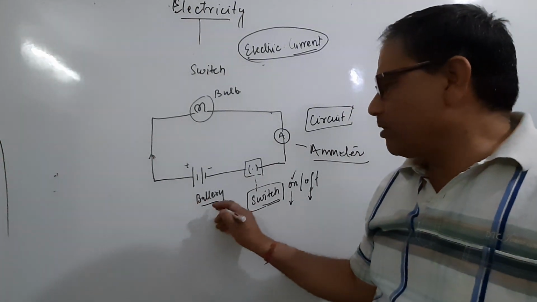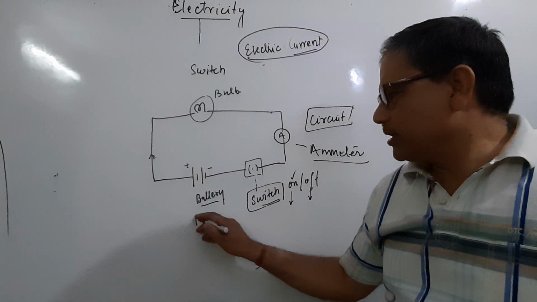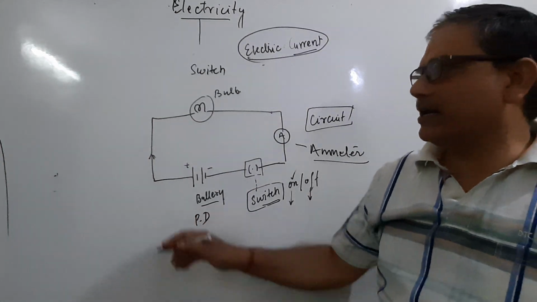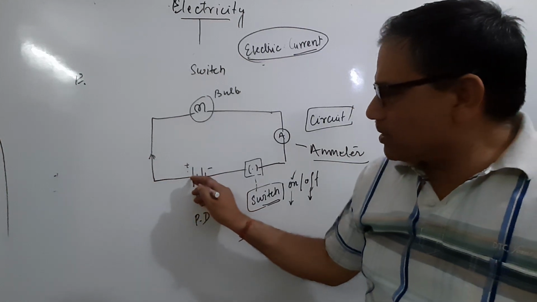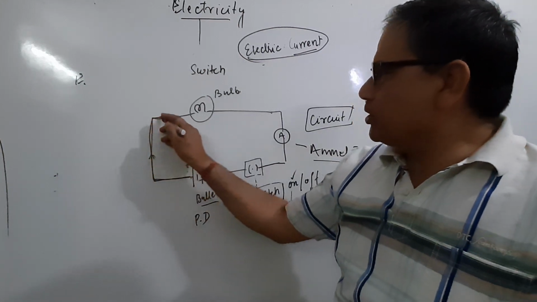And what was the difference? We will talk about it later on. Generally we say potential difference. Like an example, current will flow from positive to negative.